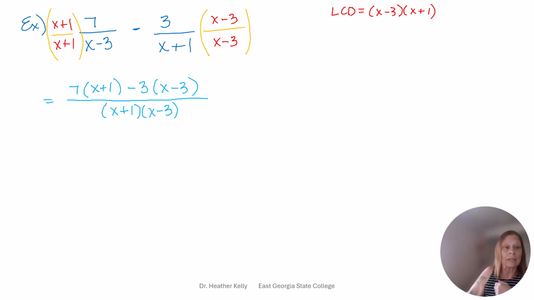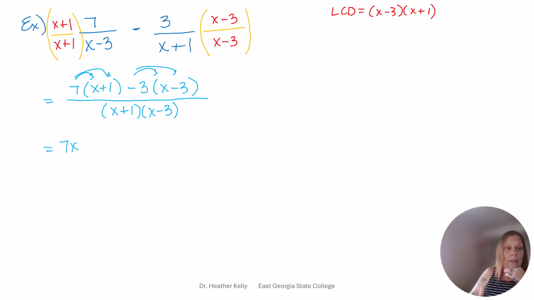Notice that this 7 is multiplied. This x plus 1 can't be canceled because it is multiplied by 7 and subtracted by this other stuff. So the only way things can be canceled is if those terms or those factors are all multiplied together. So we're going to need to distribute all of this stuff and clean this up.